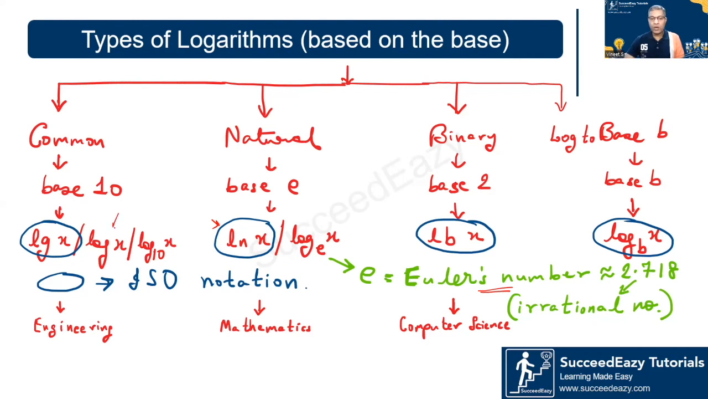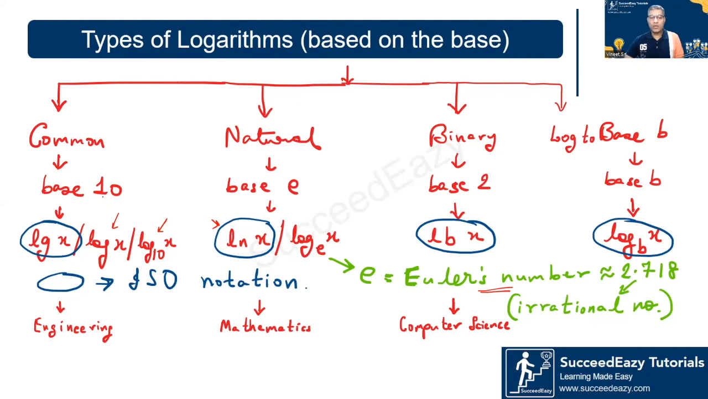Wherever you see log x, please note that it will be log of x to the base 10. And wherever you see ln x, it would mean you are talking about the natural logarithm, which is obviously to the base e. And binary log, you write it as lb x. And for log to the base b, you write log of x to the base b.